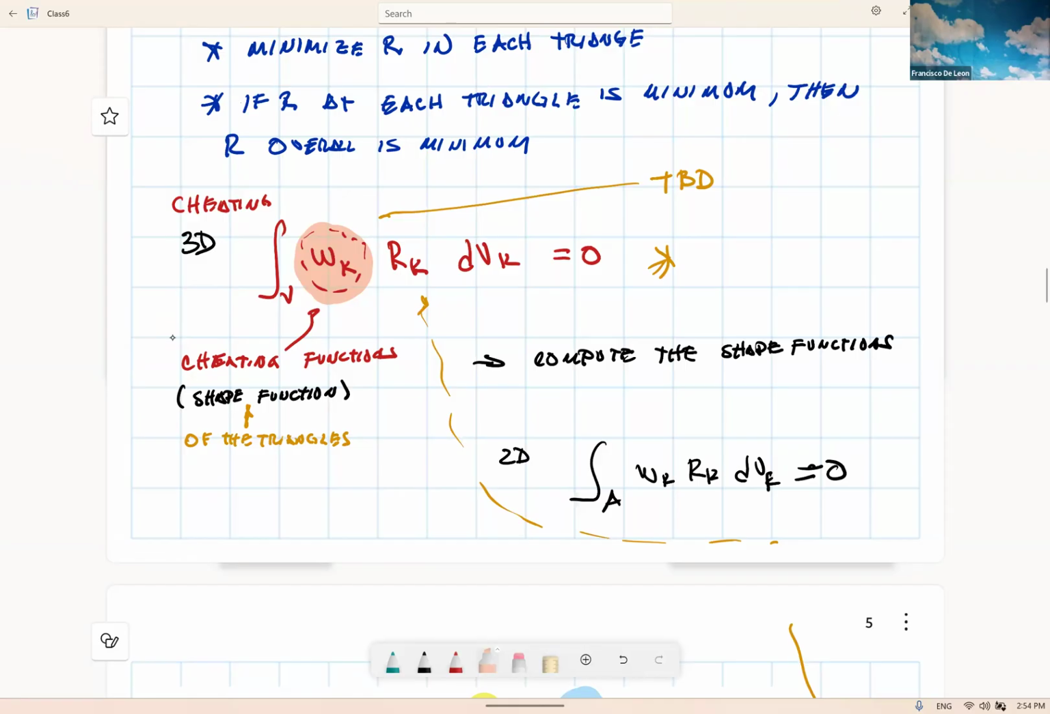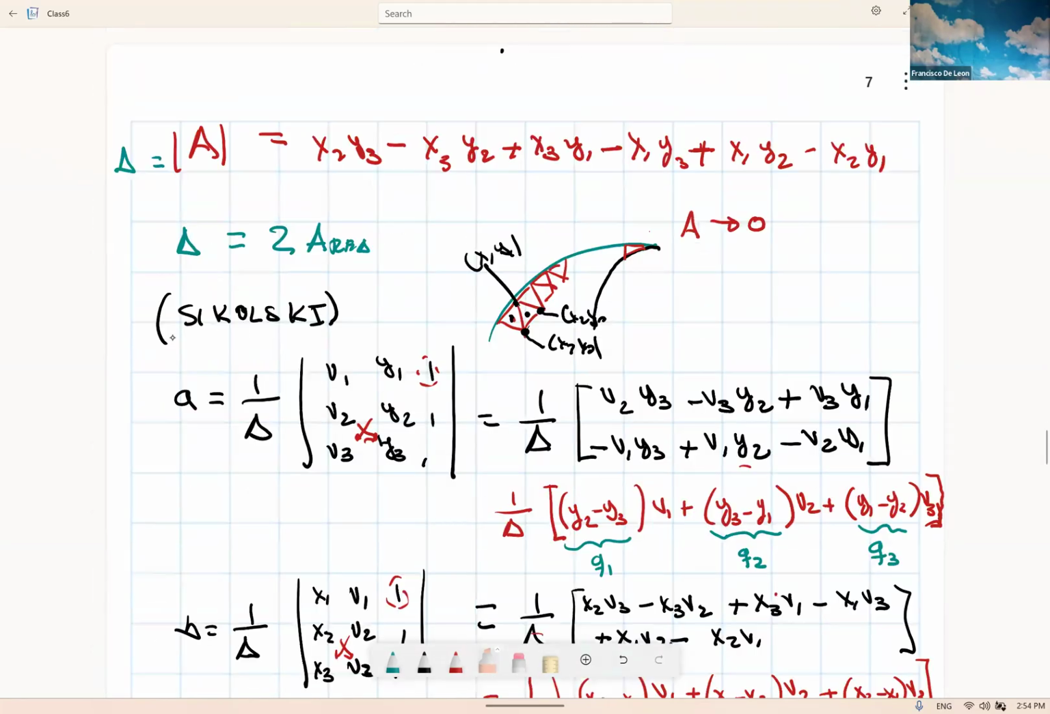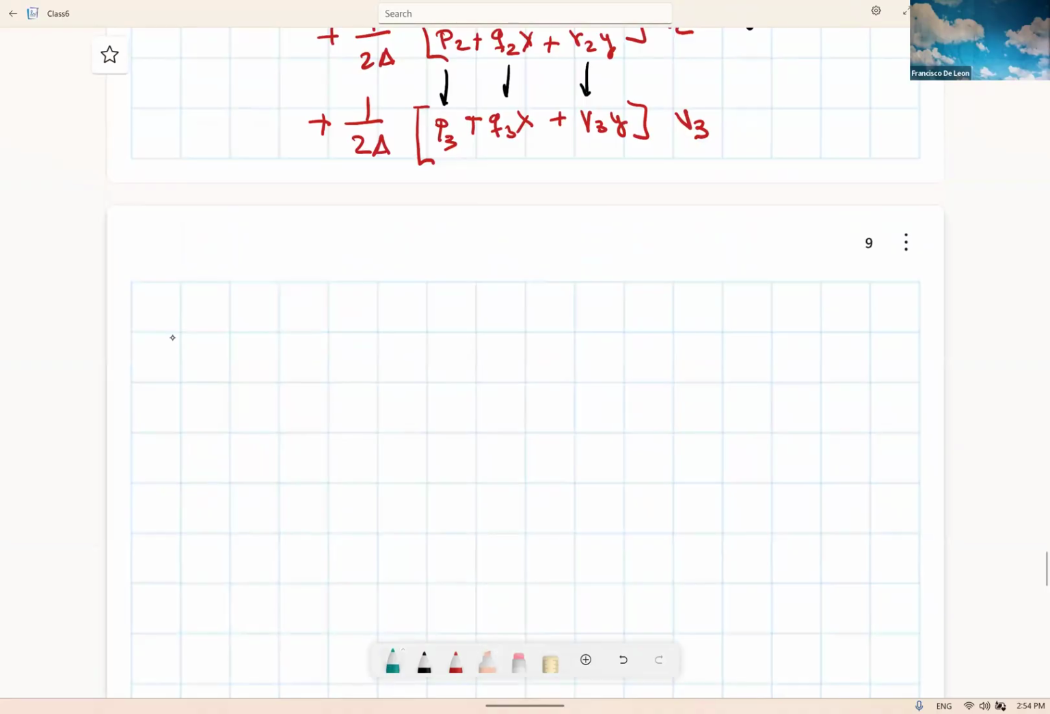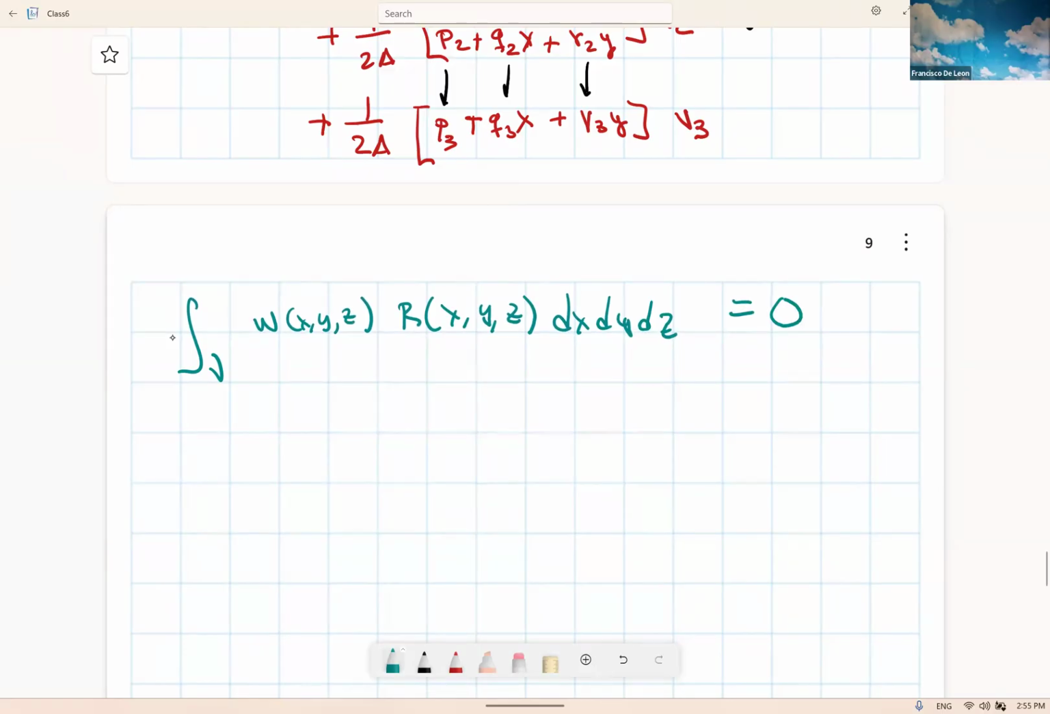Remember, I used the word cheating. So what I do now is on that equation, put these things. So now I come and say, put the shape functions there. So I have the volume integral of W, let's call it now X, Y, and Z, and the residual of X, Y, and Z, and it's going to be dx, dy, dz, and this is equal to 0. And then, what is the volume? Over the volume, over X, over Y, and over Z.